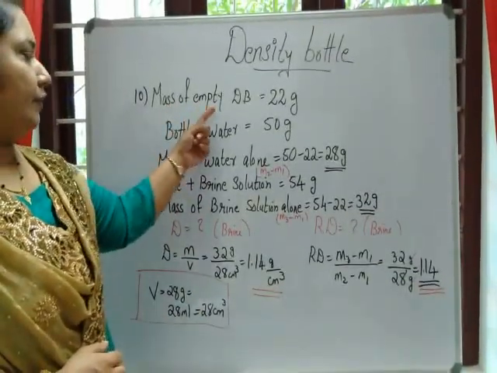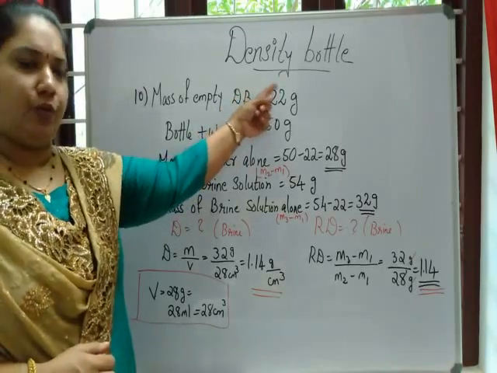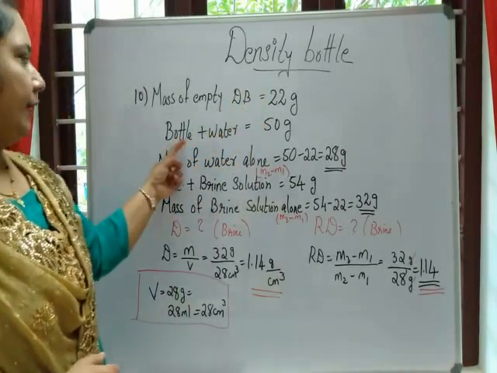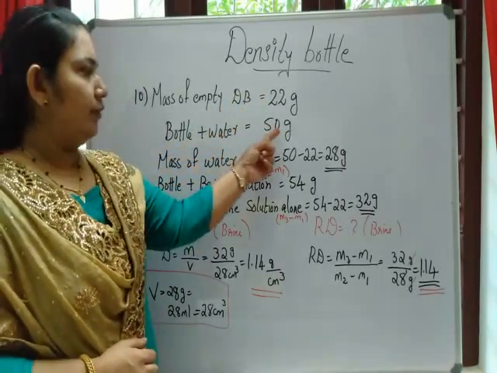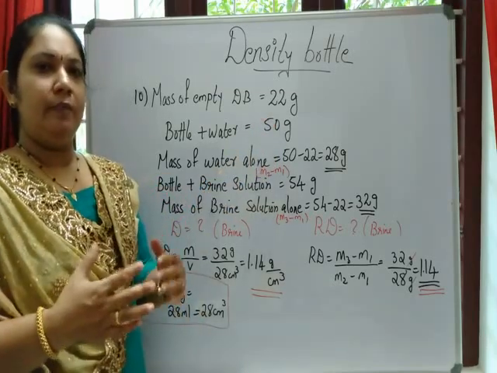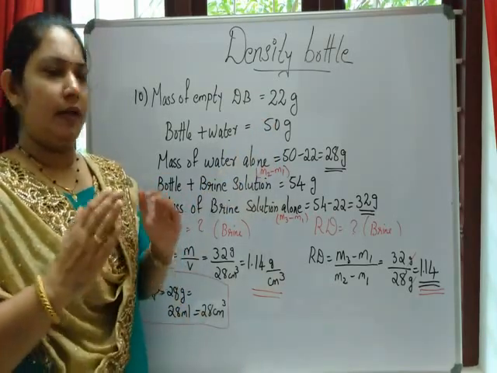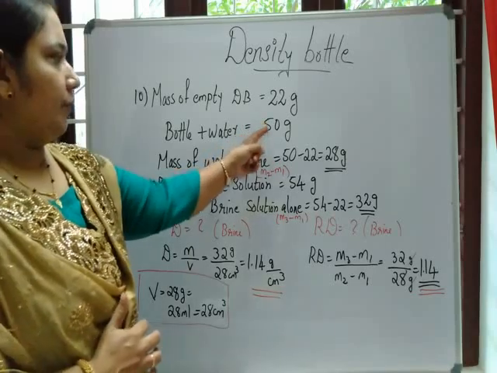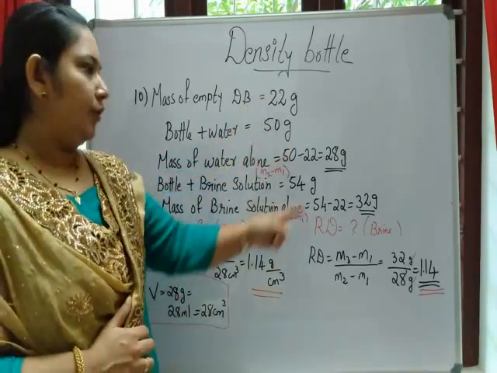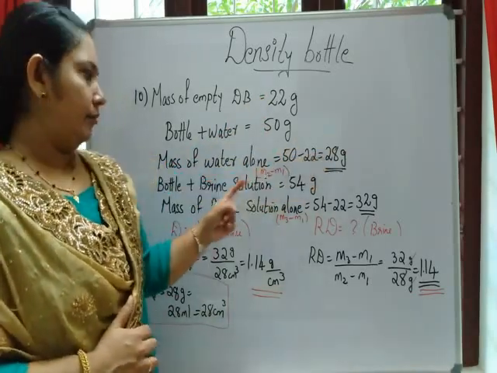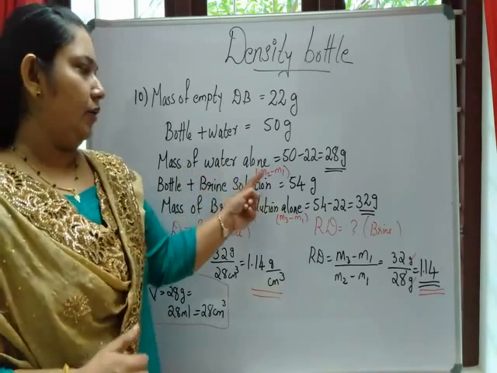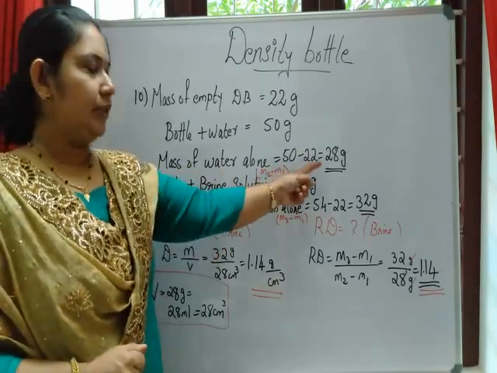Next, question number 10. Here the mass of the empty density bottle is given as 22 gram. Bottle plus water is given as 50 gram. So what will be the mass of water alone? You have to subtract 50 minus 22. You will get 28 gram. That is the mass of water alone. M2 minus M1 is 28 gram.